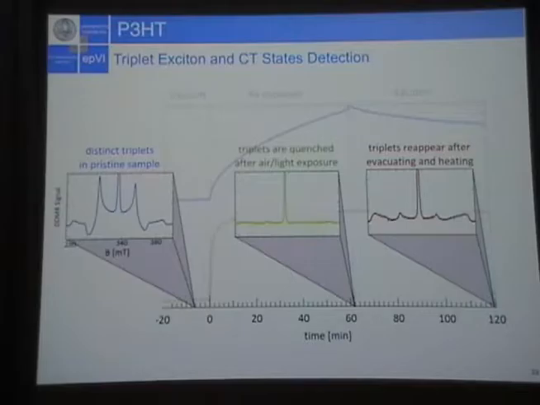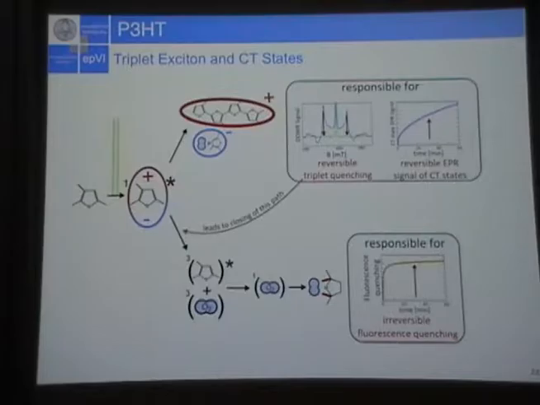But when you apply synthetic air, you see that only a narrow peak, which is from CT states, is here, but the triplet is completely quenched. When you again pump it, evacuate it, and heat a little bit, you see the triplet actually restored, at least to a certain extent, not completely, but restored. So you see that the photoluminescence quenching and the charge transfer exciton EPR signal come from completely different mechanisms.